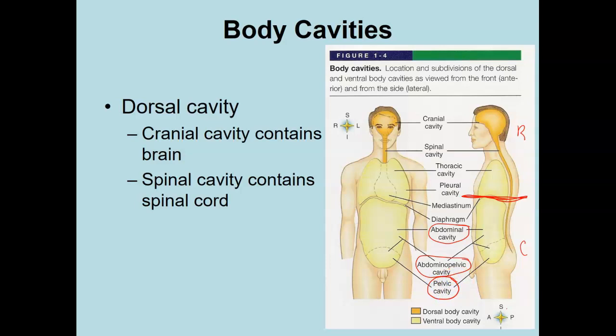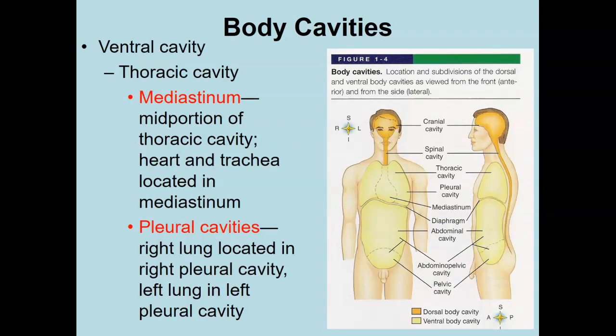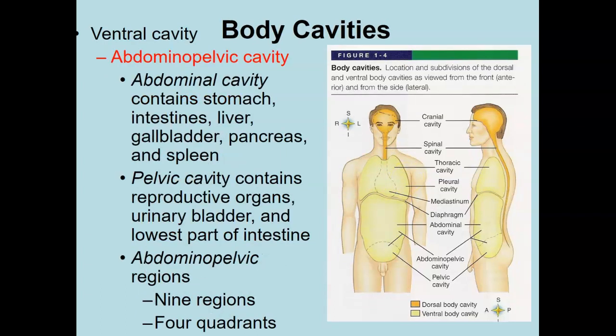Now the kidneys are in the abdominal cavity, but we'll talk about how they're away from the digestive system in another lecture. So here we are, more details. Mediastinum, the mid portion of the thoracic cavity, contains the heart. The trachea is in there as well. The pleural cavities contain the lungs, and we'll talk about the details of that later.